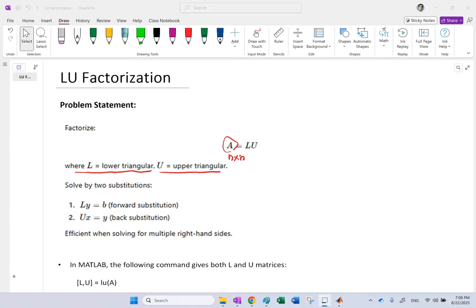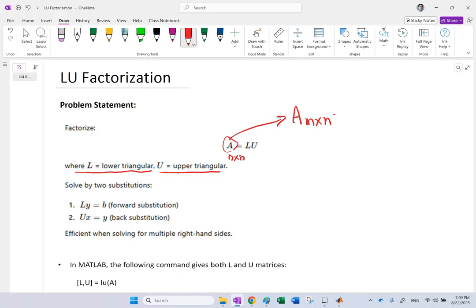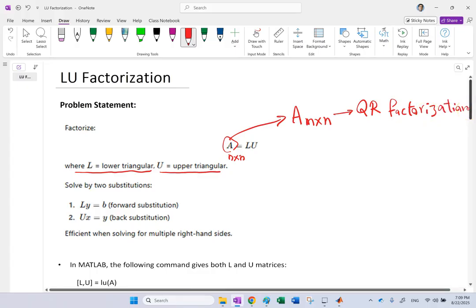So before I move on, two questions. One, is this only for square matrices? The answer is yes. If a matrix A that we are working on is not a square, like m by n, the factorization that we use is called QR factorization, and I'm going to talk about that in one of my future videos. Okay, so right now, yes, we only really work with square matrices. That's one. Two, can I always do that?